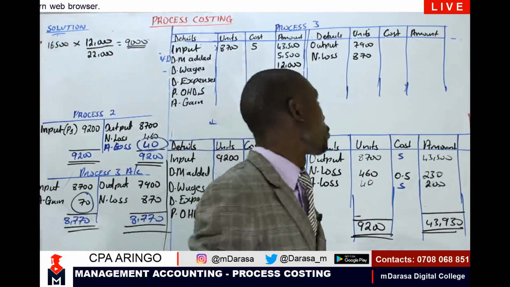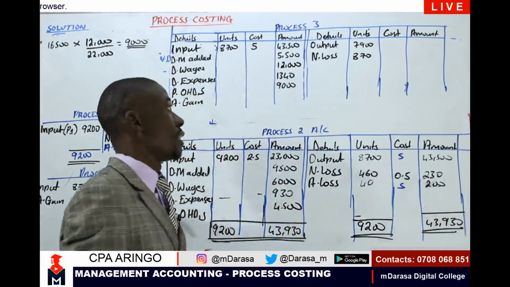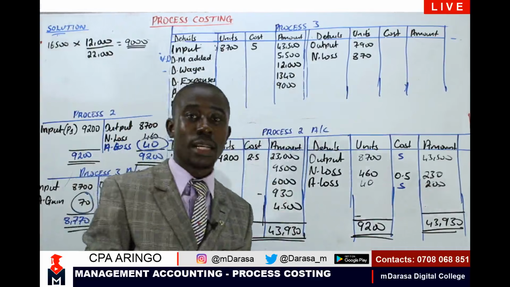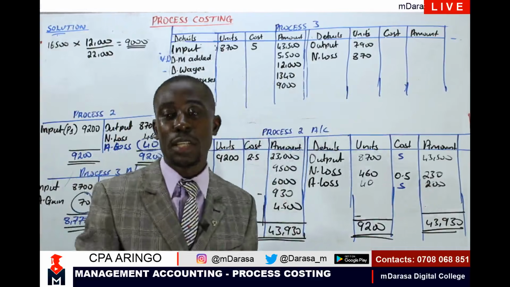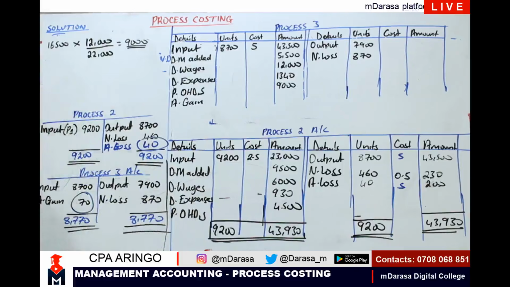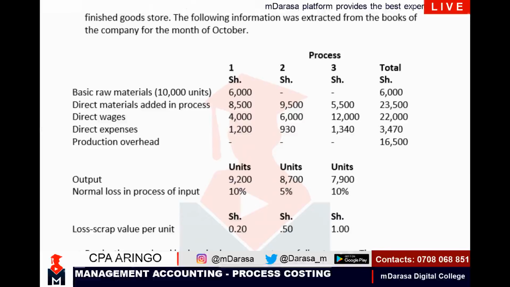The next part should be on our credit side. Output 7,900. Cost per unit, we need to determine that. But the scrap value for normal loss, I believe you are given here. Scrap value for normal loss, I was given 1 shilling.